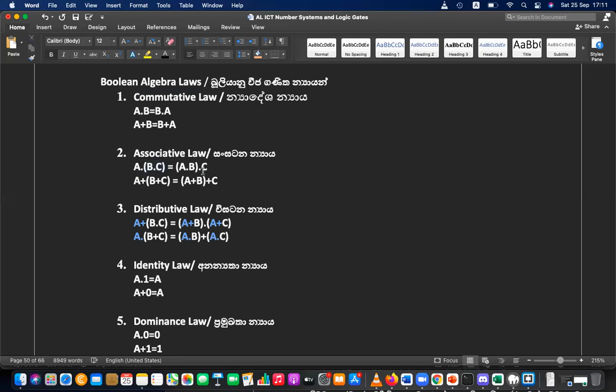If the same symbol is there, associative means if the same N or O symbol is there, you can write this in any place. The brackets can be written in any place. That is associative law. Distributive law.